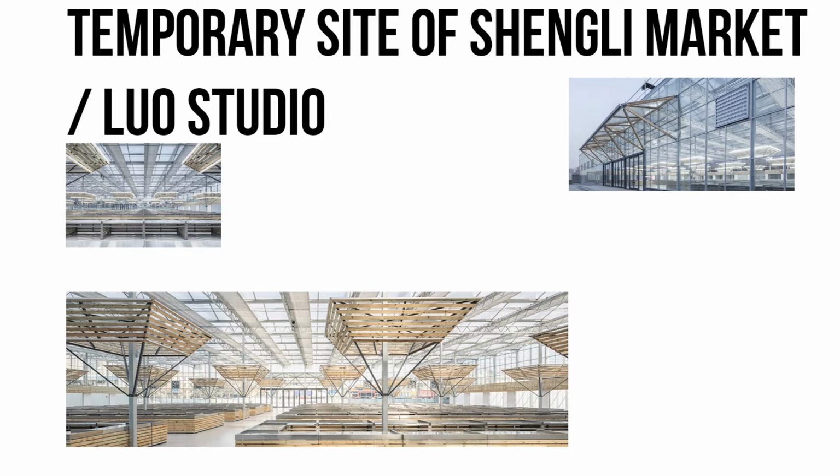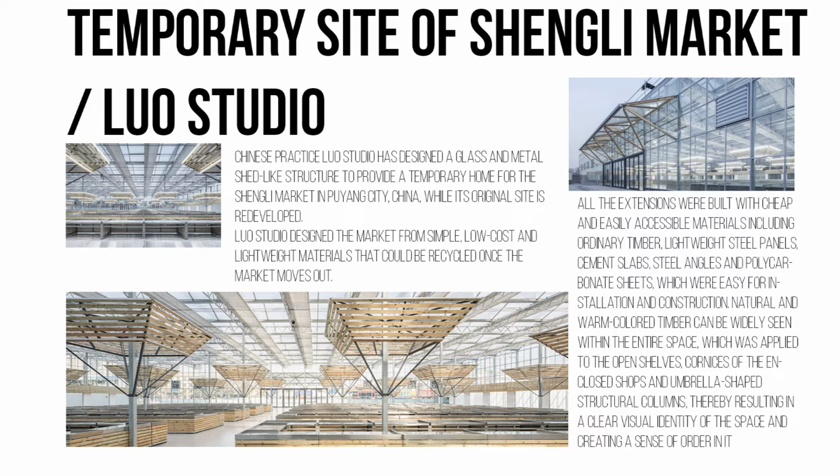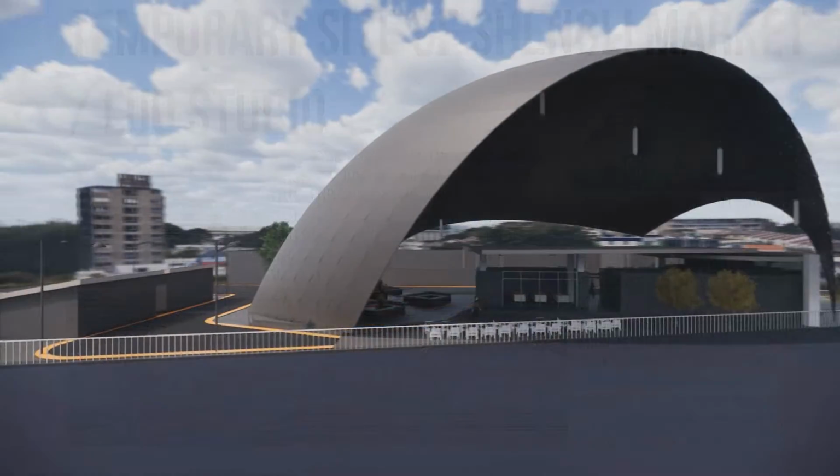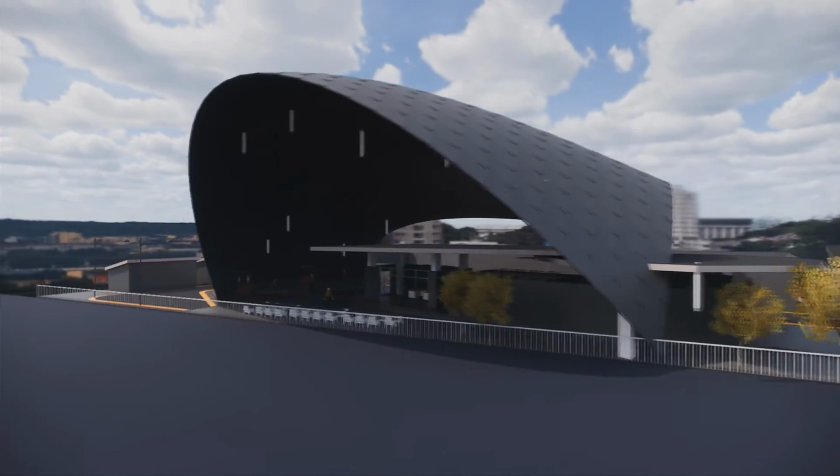There are a few case studies that I did, but these two are the ones that I use the most for my building. Temporary site of Shanglin Market, designed by Lower Studio. Their usage of glass to allow natural light to come into the building inspired me to do a more open space area that allows natural light to come in instead of using artificial lights.